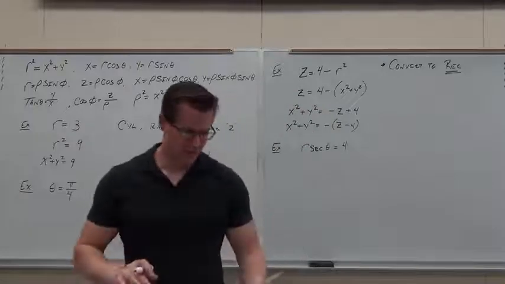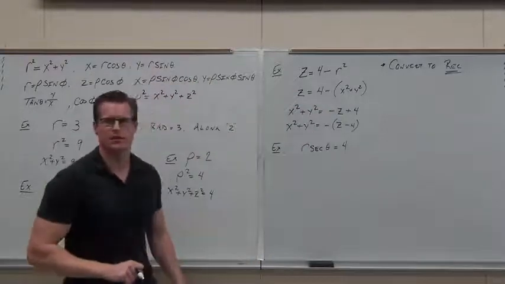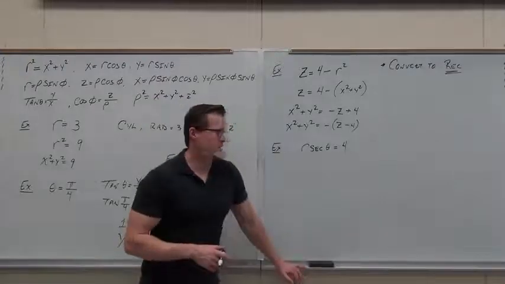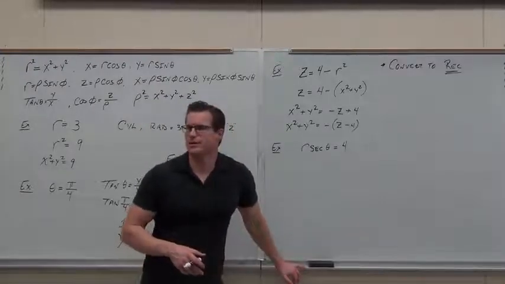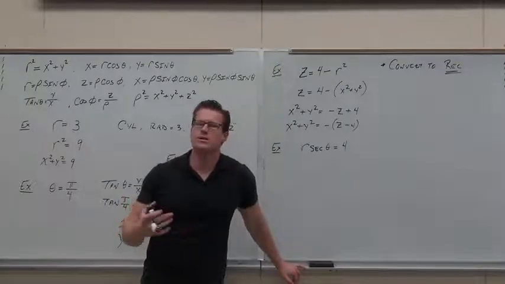Some of them look really hard. You've got to be a little bit tricky on this stuff. So r secant theta equals 4. This doesn't look good. I don't want to start putting square roots up there. You can do things like this.